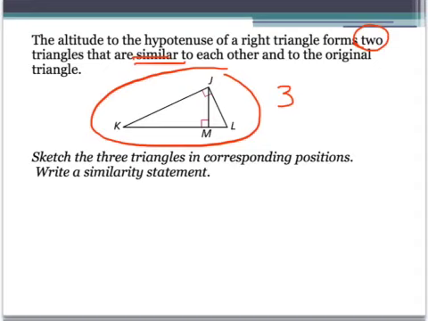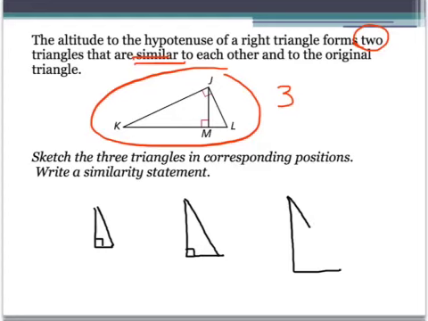Well, below here it says sketch those 3 triangles in corresponding positions. So what that means is I'm going to go ahead and sketch them so that the corresponding sides and the angles all line up. Alright, and let's start by going ahead and drawing 3 right triangles. Small, a medium, and a large one. And then we're going to label them.